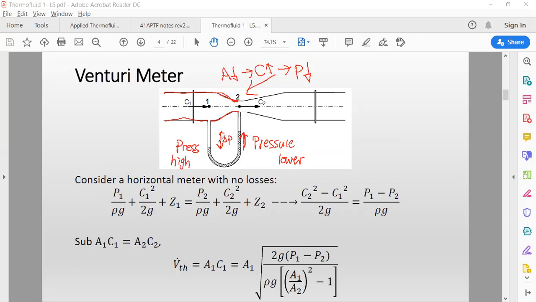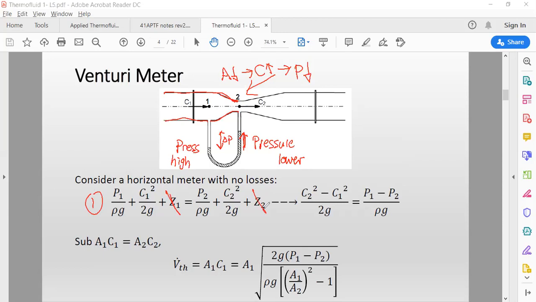So this is the basic principle of a Venturi meter, which follows the same principle that we discussed in the previous slide. Area drop, velocity increase, pressure drop. This pressure drop will be reflected from this manometer. So how are we going to apply the equation to calculate the flow rate? First step, of course, is we apply our Bernoulli's equation. For this case, we will assume that Z1 and Z2 are 0.